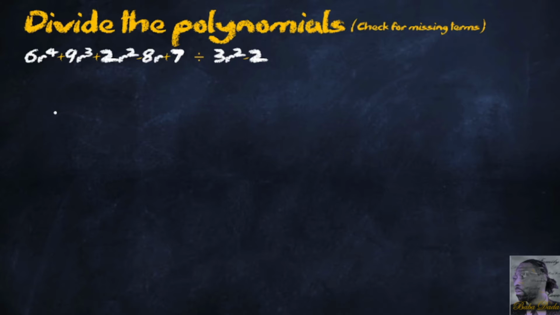All right, this one's slightly different because this time we're missing a term in the number that we're going to be using to divide. Okay, so let's look at how to do this. We're going to add a placeholder in this number here. So we're going to have 3r squared plus 0r minus 2. And we're going to use that as our placeholder so we can make this division.